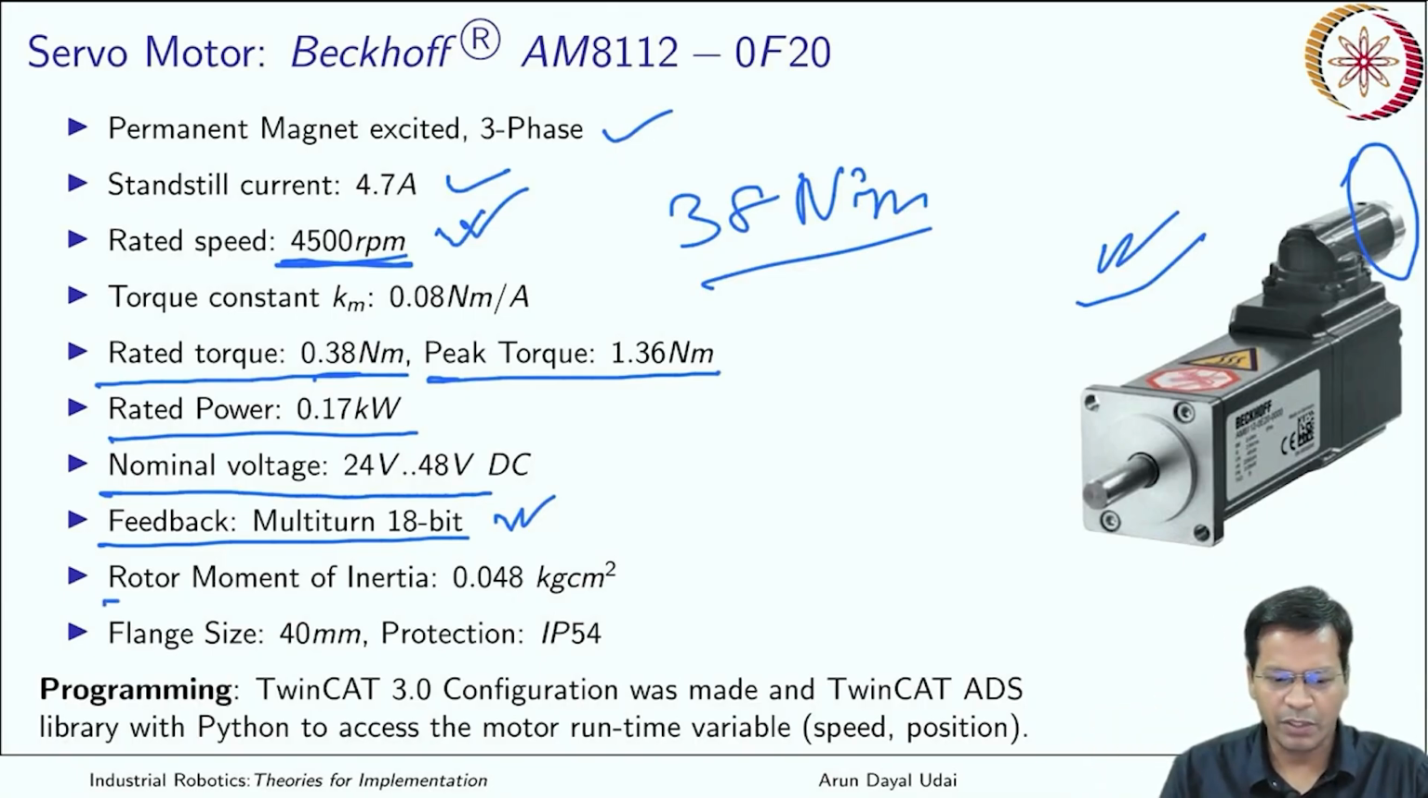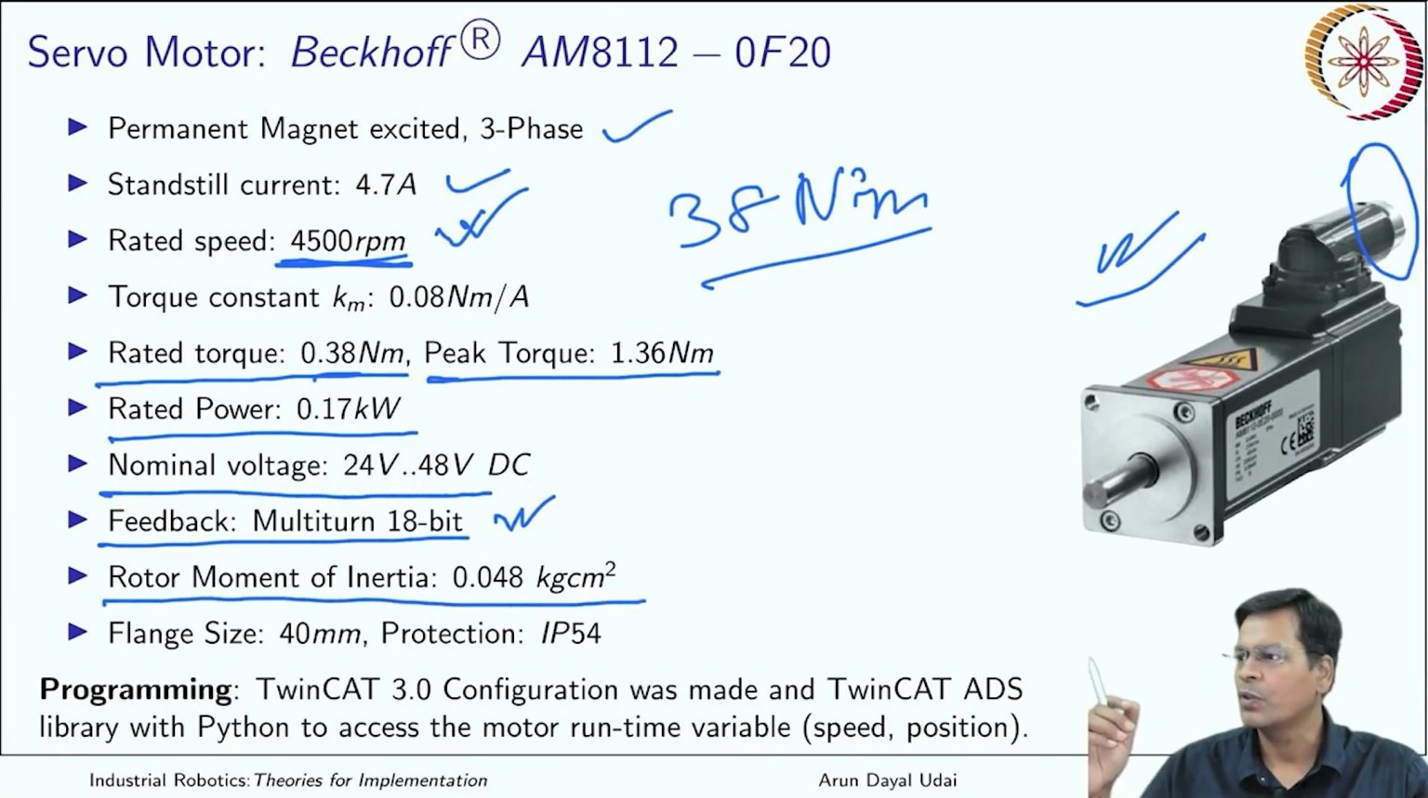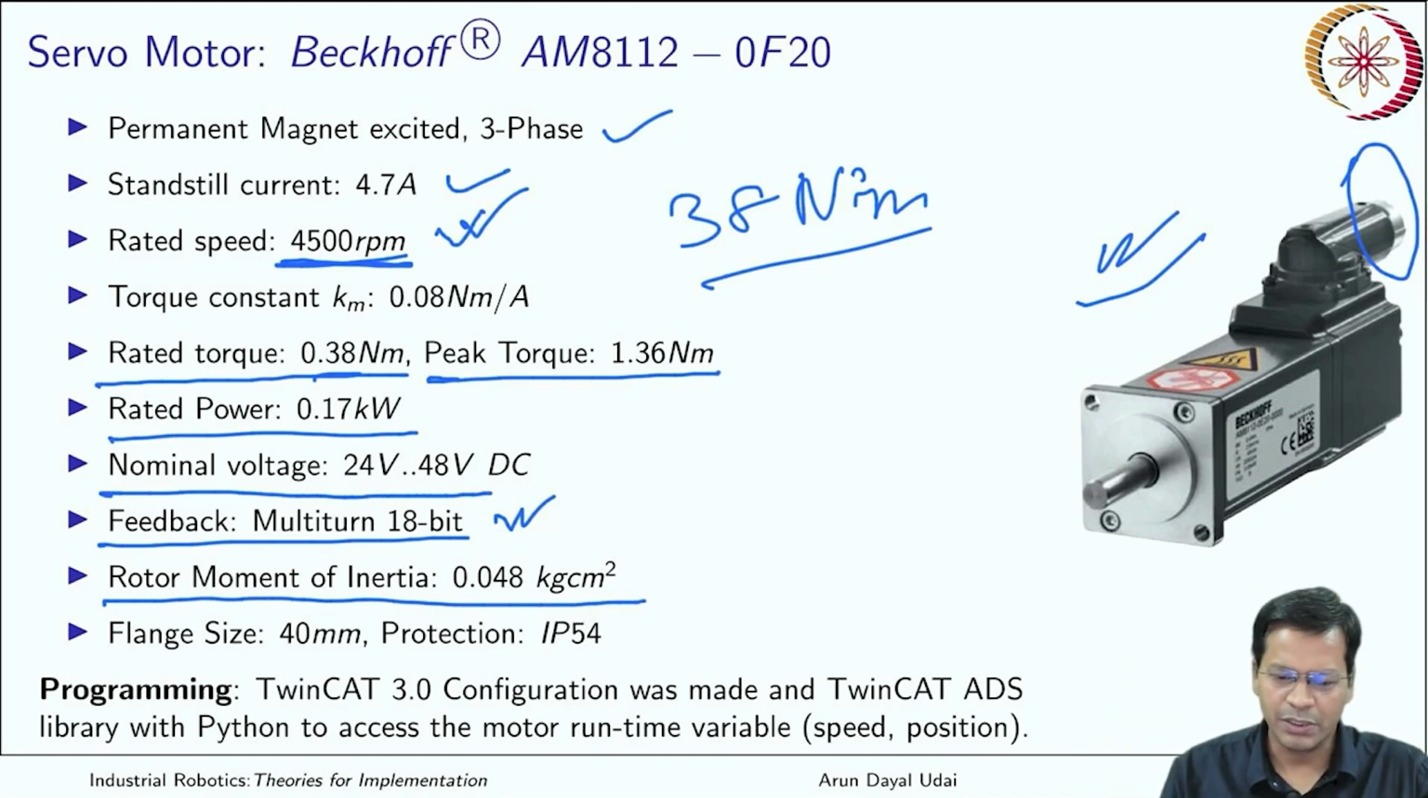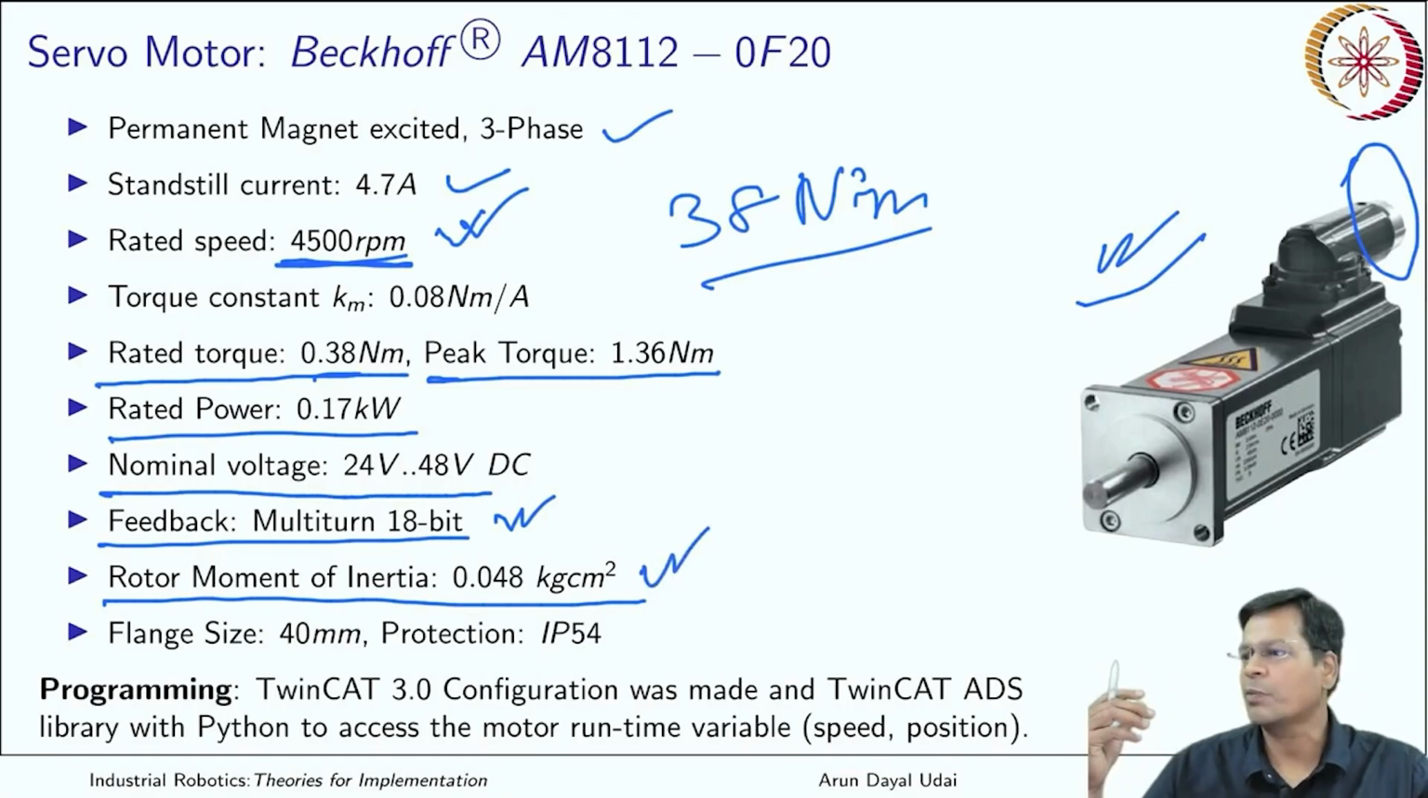Rotor moment of inertia will be later used to create a controller model for it. So this is the rotor inertia. Lighter is better, now you know they are more responsive. Flange size is 40 mm.